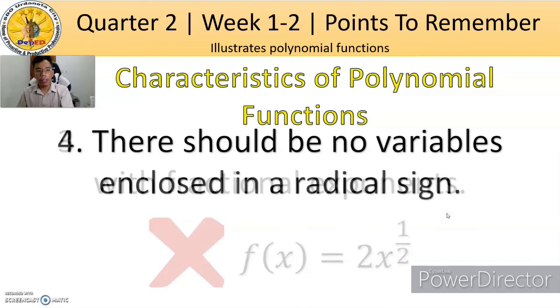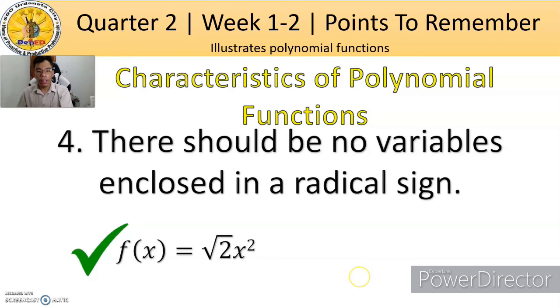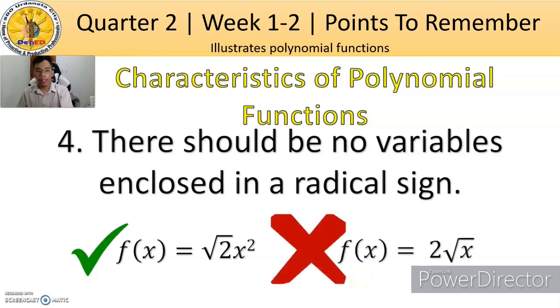Next characteristic, there should be no variables enclosed in a radical sign. Take note of this first example. The function of x is equal to the square root of 2x squared. And then the second example, we have the function of x is equal to 2 square root of x.